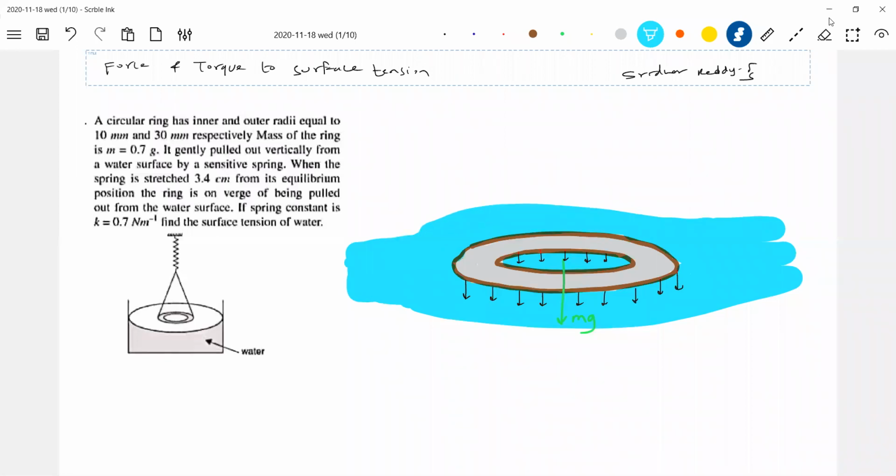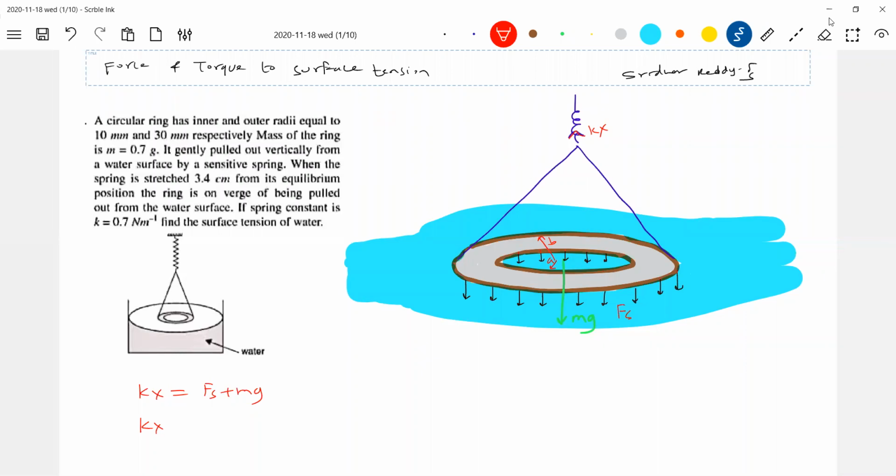Okay, now after this, there's a spring. Here it will be elongated, so the spring force will act. The net force due to surface tension should be downward, no? Okay, let's equate. Now let the inner radius be A, and the outer radius be B. The spring force balances the force due to surface tension plus the weight.